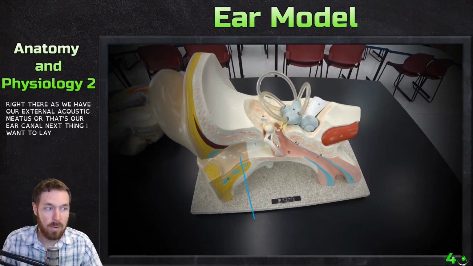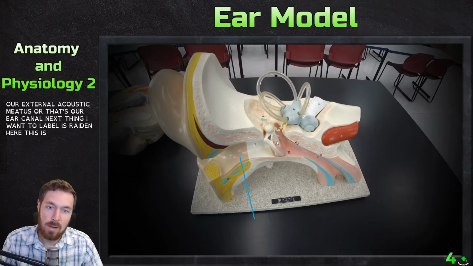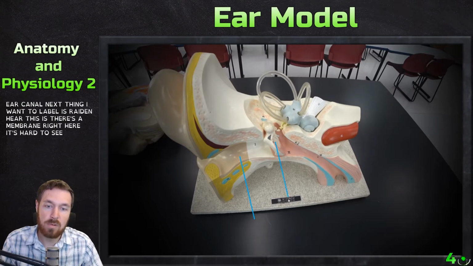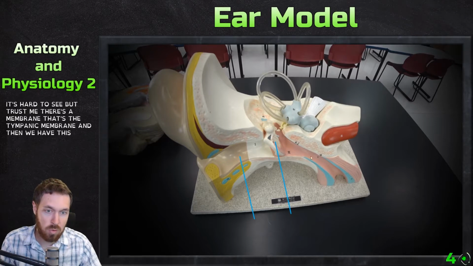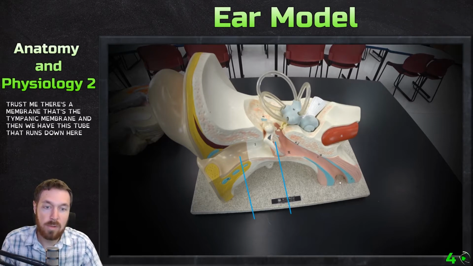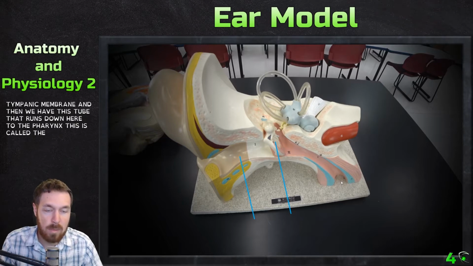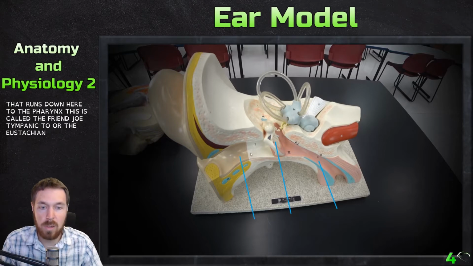Next thing I want to label is right in here. There's a membrane right here. It's hard to see, but trust me, there's a membrane. That's the tympanic membrane. And then we have this tube that runs down here to the pharynx. This is called the pharyngotympanic tube, or the eustachian tube.